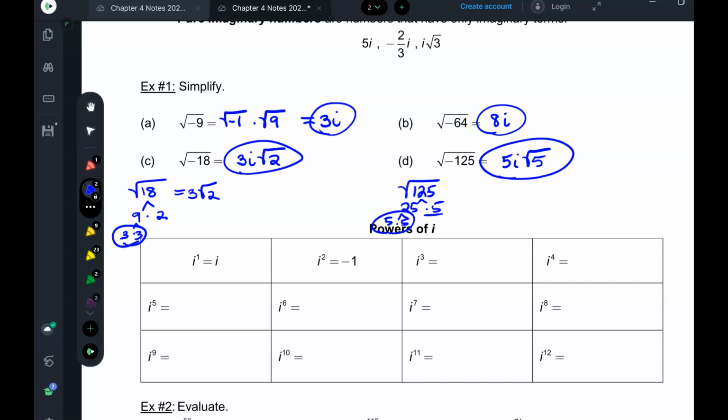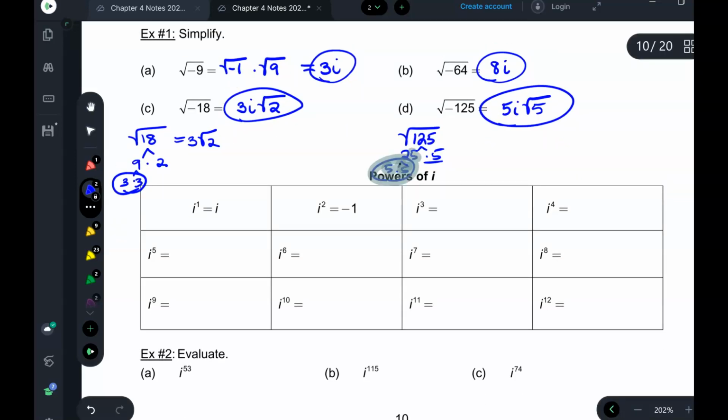Okay. All right, I'm just going to erase this part here. Do we have to curve the i? No.